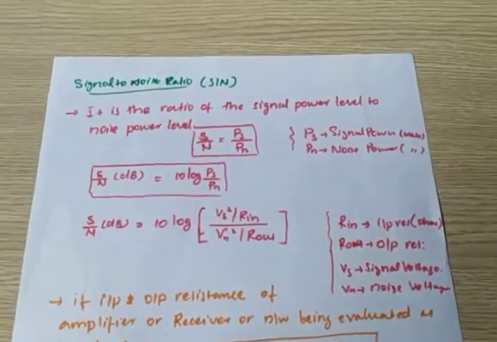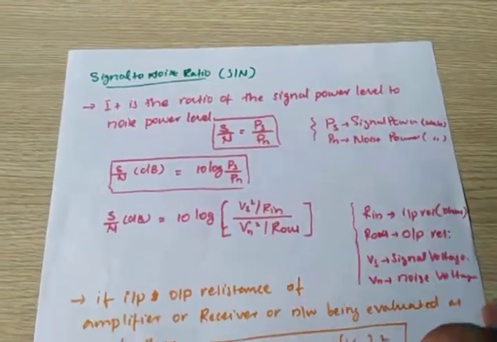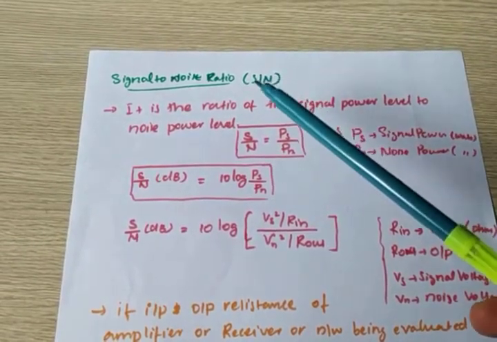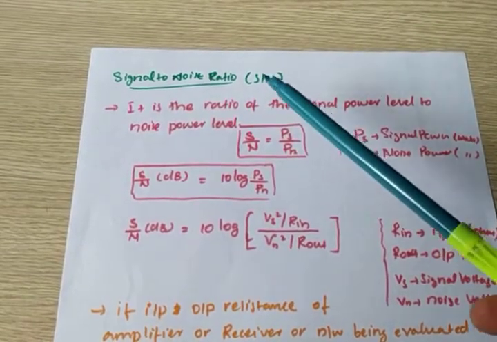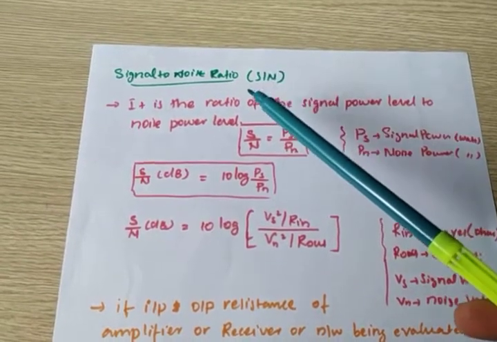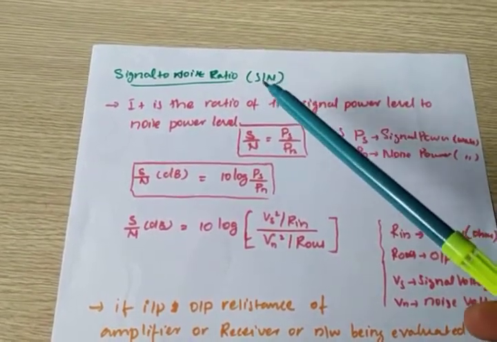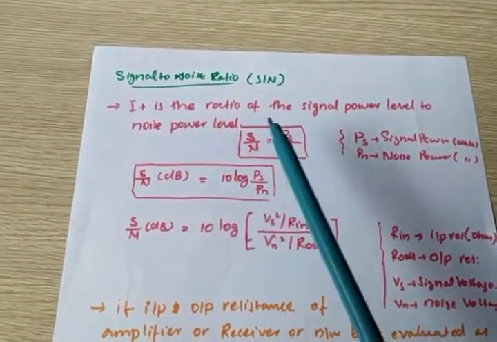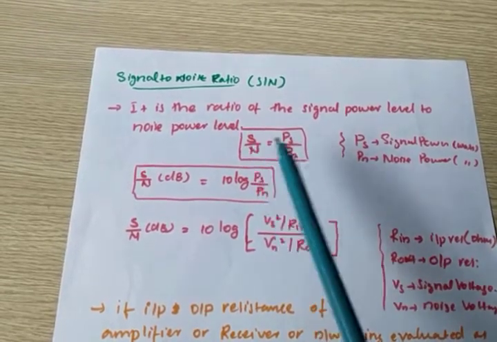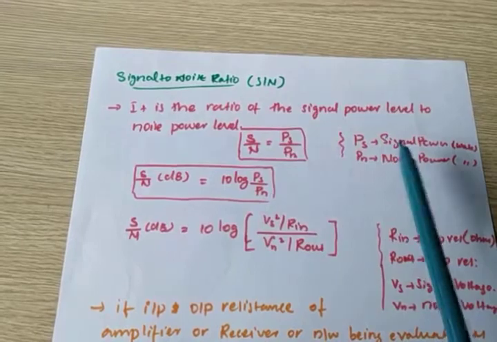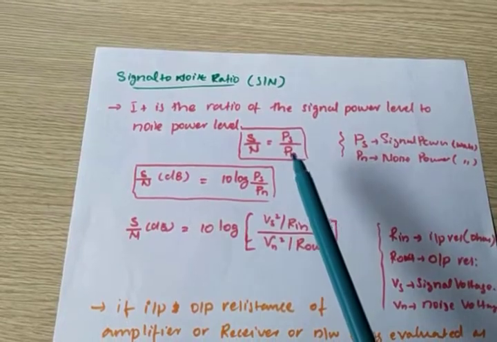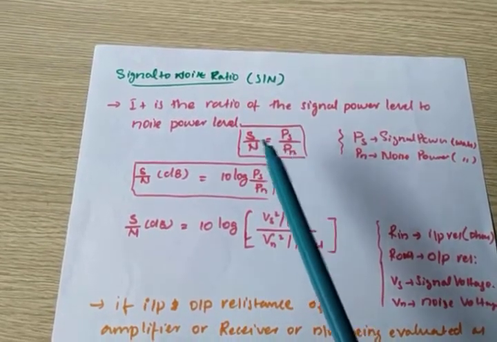First, we need to discuss signal to noise ratio. What is signal to noise ratio? From the name itself we can understand it is the ratio of signal power to noise power. We normally call it S by N ratio, that is signal power by noise power. It is normally represented as S by N, S by N is equal to Ps by Pn. Ps is signal power and Pn is noise power. So signal power by noise power is signal to noise ratio.